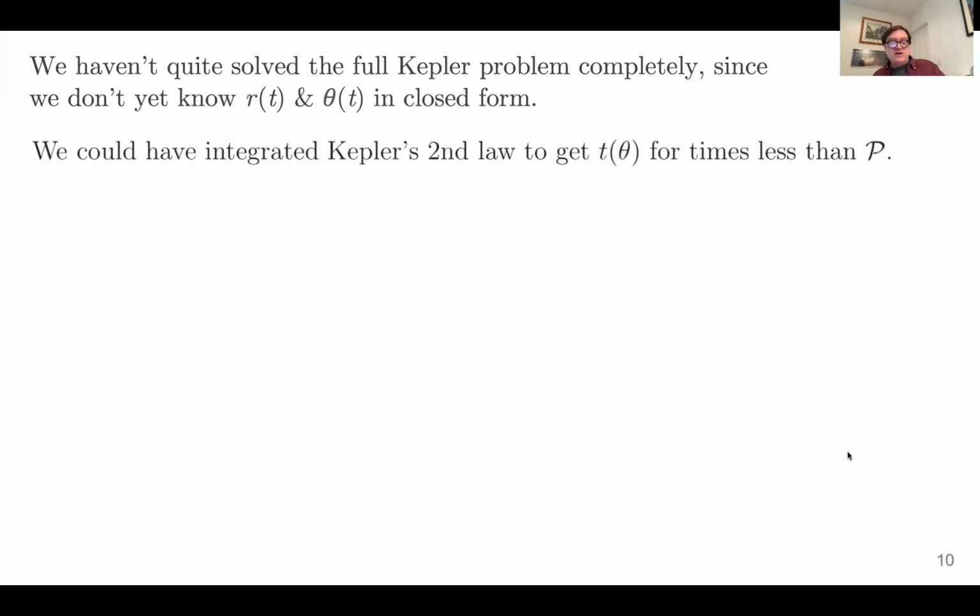Yeah, we can go back and talk about the full Kepler problem, right? This was this idea of trying to figure out what are the exact trajectories of r and theta, both as functions of time. We haven't done that, and there is a path towards doing that a little bit more in terms of closed form analytic functions.